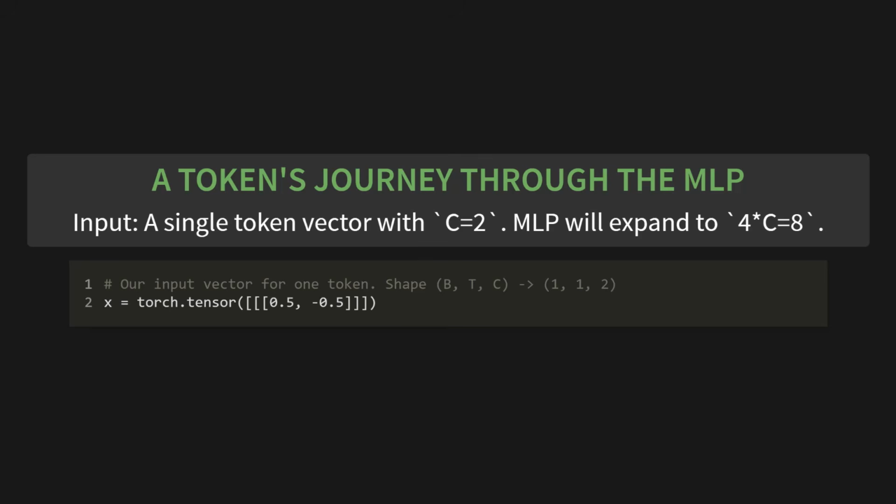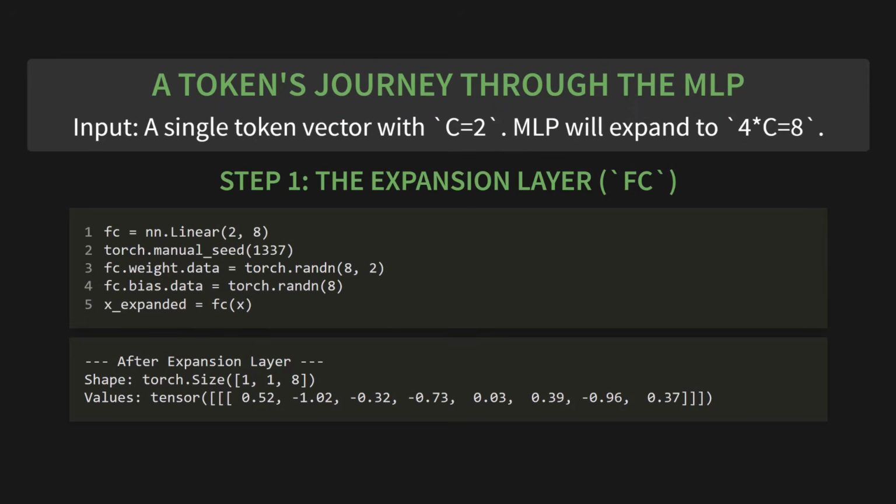Step 1, the expansion layer, FC. This is an nn.Linear layer going from 2 dimensions to 8. We'll set a manual seed for reproducibility and create some random weights and biases. Then we calculate x_expanded equals fc of x, and after the expansion layer, the shape is now torch.Size of 1, 1, 8, and the values are something like 0.52, -1.02, -0.32, and so on. Our vector has successfully been expanded.